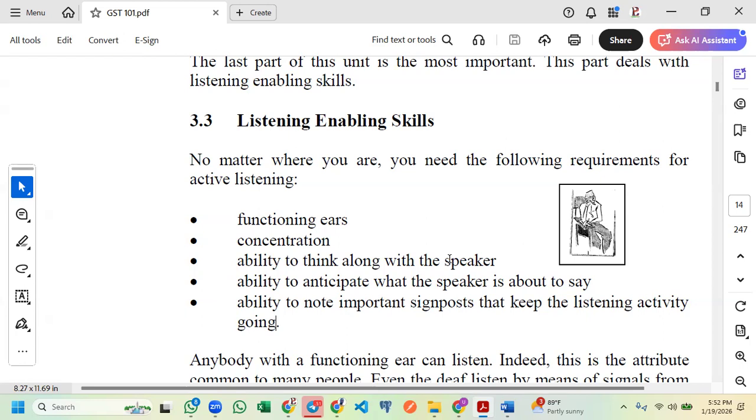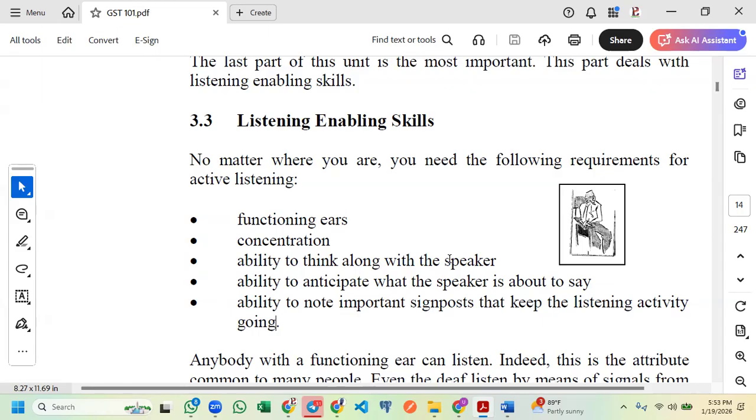You are anticipating what the speaker will say next. So you don't even need to wait till the speaker says it. Sometimes from you following the man back to back or the woman back to back, you will know that this should be the next word that will follow what this person is saying. So that is ability to anticipate the speaker, what the speaker is about to say.